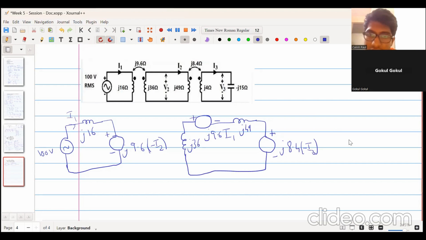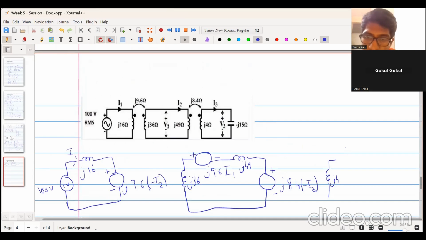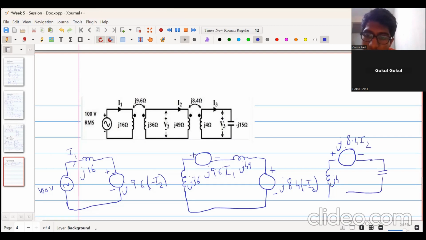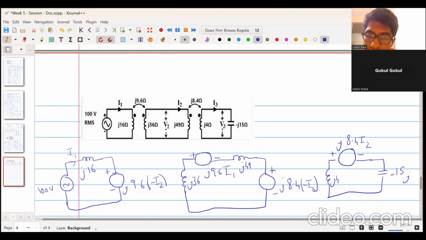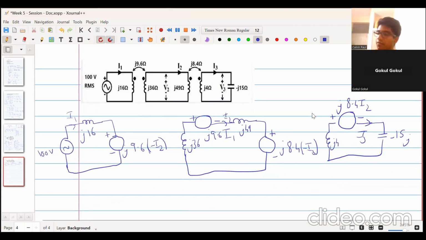Similarly, for the final thing, it is J4. Then the dot is over here, so positive will come there. Positive, negative. J into 8.4 into the current that is flowing into the dot, that is I2. So over here I2. Here it will be minus 15J. This is I3, this is I2, this is I1. Any doubt in this? No, sir. No doubt, sir.